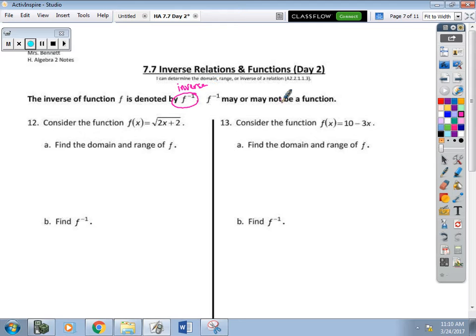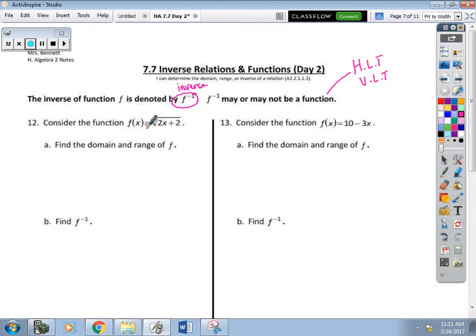Remember, we found out yesterday that sometimes the inverse is a function, sometimes it's not. And you can test that using either your horizontal line test or your vertical line test. Or you can also think algebraically, would each input value have one output value? So today we're going to be given one function and asked a series of questions about it. Your homework will look kind of similar.